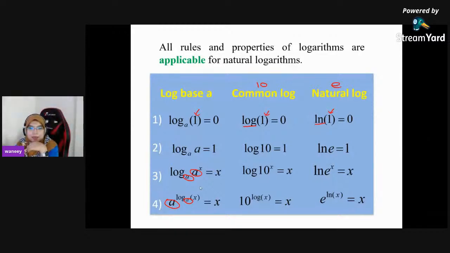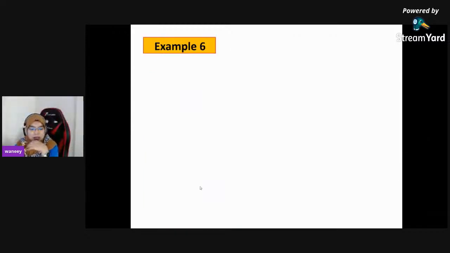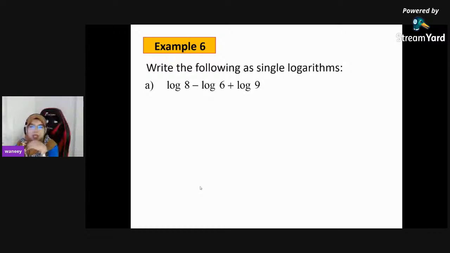Next. Okay, so let us go to example 6. Write the following as single logarithm. So we have log 8 minus log 6 plus log 9. And then another one is log base 2 of 3 plus 5 log base 2 of x minus 8 log base 2 of y. Okay, so let me go to the first one.